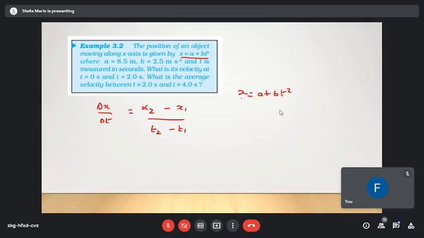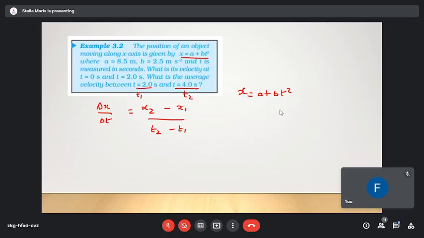You have the position equation, but you don't have the initial and final position, right? The position value has been given in equation format. Now you have to find out the initial position and the final position. To find that, they have given the time limits. This is the initial time, t1, and this is the final time, t2.